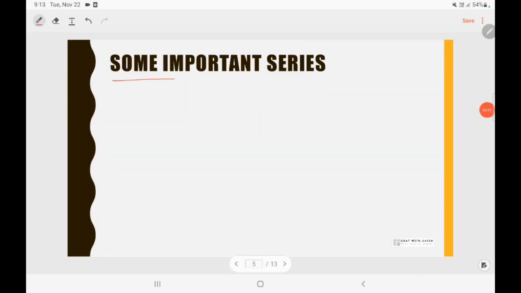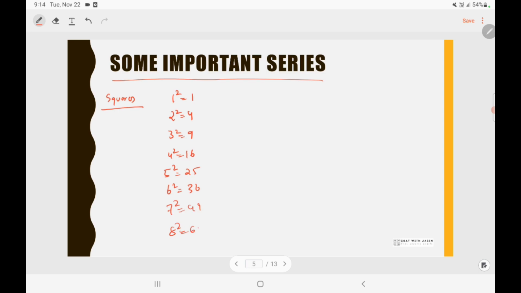So now let us look into some important series. In order to answer some questions of UPSC, you need to understand the series of squares. You know that 1 square is equal to 1, and you need to study till 20. 2 square is 4, 3 square is 9, 4 square is 16, 5 square is 25, 6 square is 36, 7 square is 49, 8 square is 64, 9 square is 81.